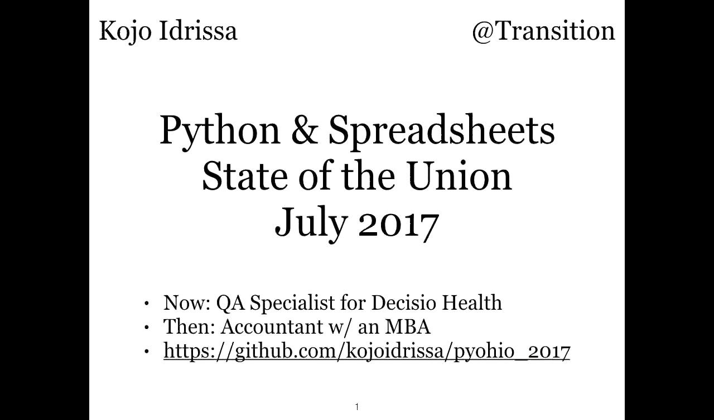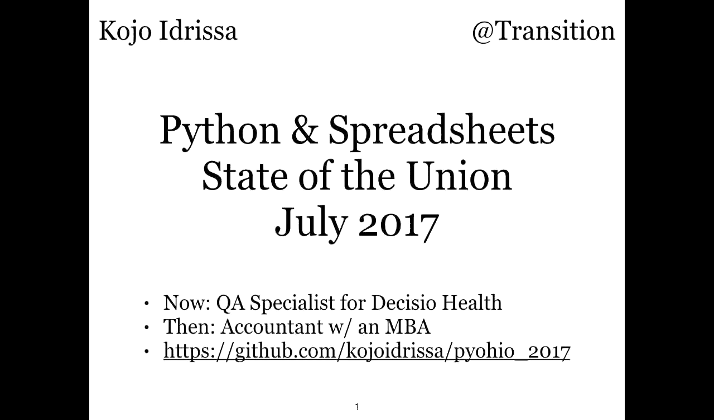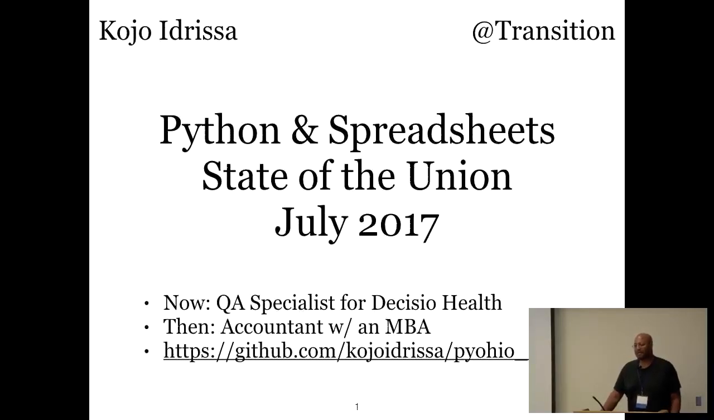The reason it's called State of the Union July 2017 is because I originally gave a version of this talk in 2013. And so, as it says here on the slide, I'm currently a QA specialist for Decisio Health, which is a startup in Houston, Texas. And that's actually relevant in a second. I'll show you why.